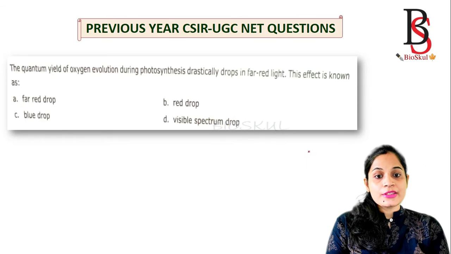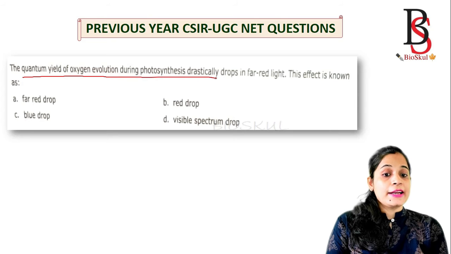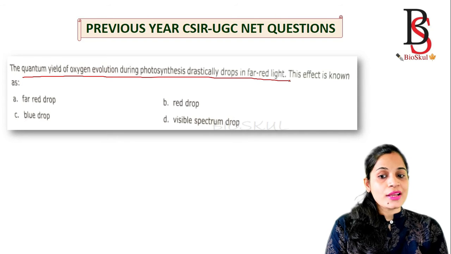So let's see a previous year CSIR UGC NET question. The quantum yield of oxygen evolution during photosynthesis drastically drops in far red light. This effect is known as the red drop effect.